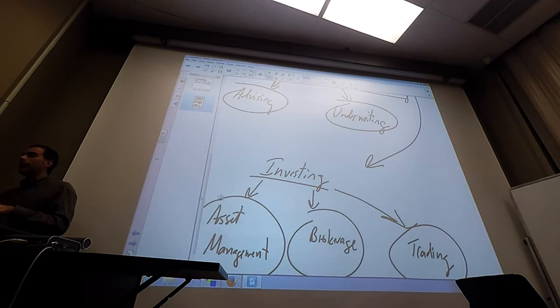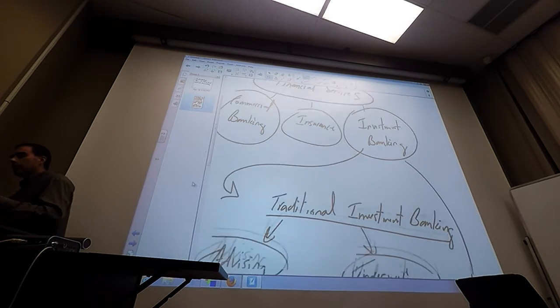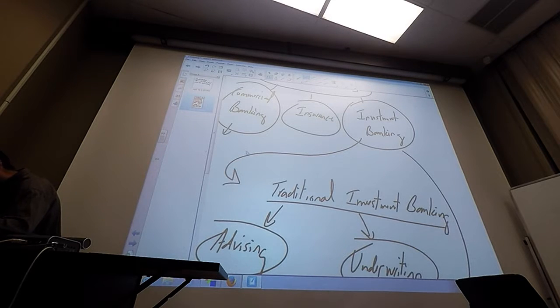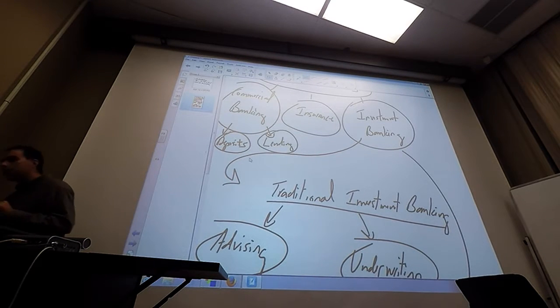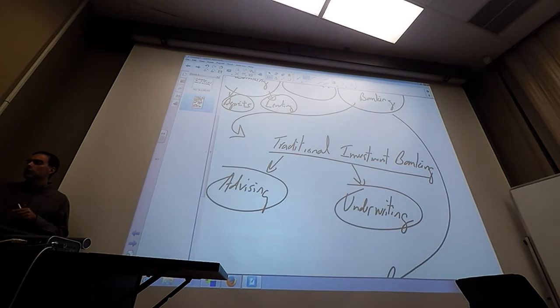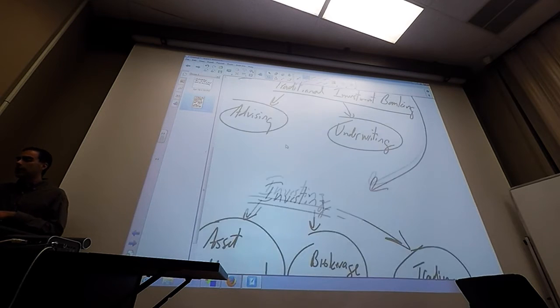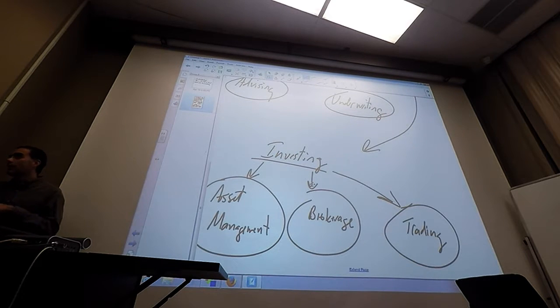So we look at all the different financial services out there. With commercial banking, you've got taking deposits, and you've got lending. That would be the two activities that a traditional commercial bank does. A traditional insurance firm basically writes insurance policies, so they insure. And then investment banks do a whole range of different stuff. And really, traditional investment banks do advising and underwriting. And then you've got all sorts of other financial firms that do investing.